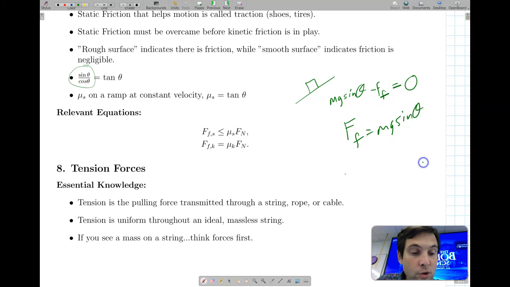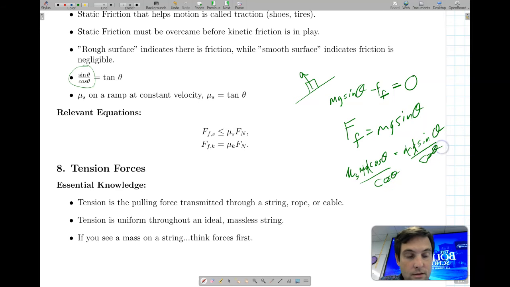If we were asked to find mu s: mu s times mg cosine theta, and remember mg cosine theta is our normal force, equals mg sine theta. The mg goes away, I'll divide by cosine theta, and I get mu s equals sine theta over cosine theta, or just tan theta. This works as long as we're moving at a constant velocity, because the net force equals 0.